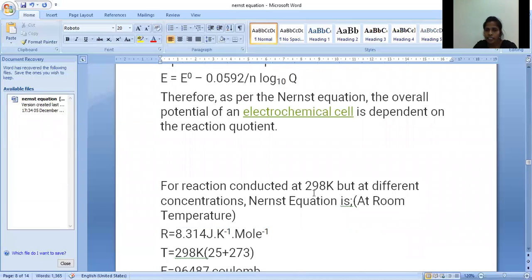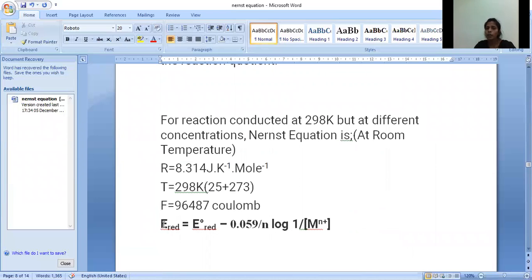So for a reaction conducted at 298 Kelvin, but at different concentration, that means the electrolyte concentration is different. The Nernst equation is, so let us see what the values are at room temperature. R is always the universal gas constant, 8.314 joules per Kelvin per mole. T is the absolute temperature, that is the room temperature, 298 Kelvin. So here I have mentioned how to convert centigrade to Kelvin, 25 degrees centigrade plus 273. And F is the Faraday constant, that value is 96,487 coulombs.